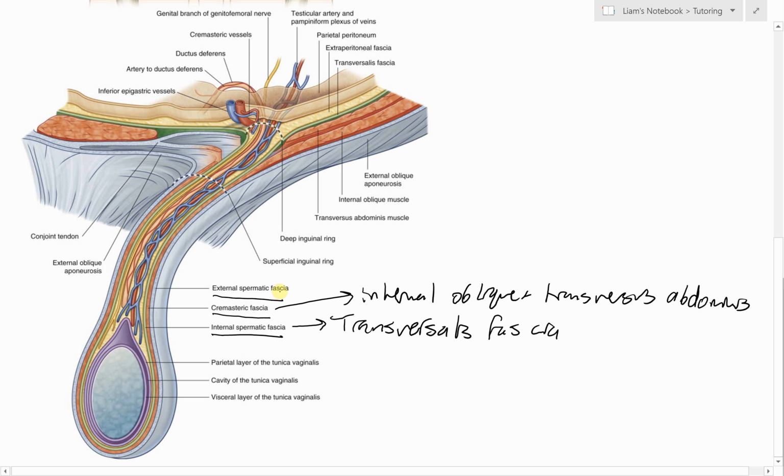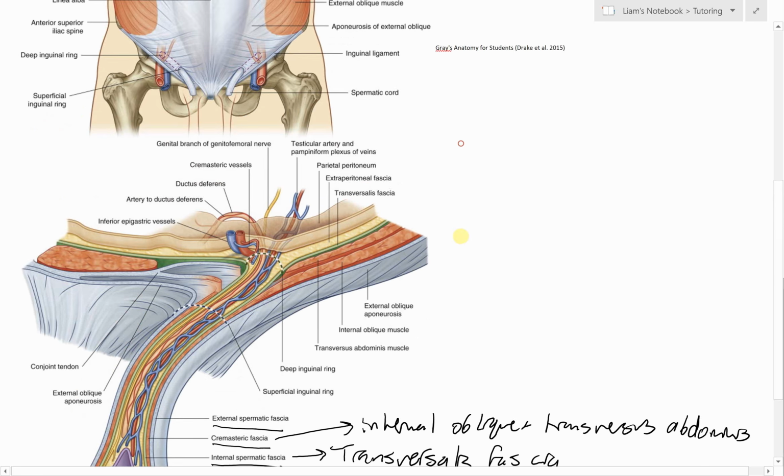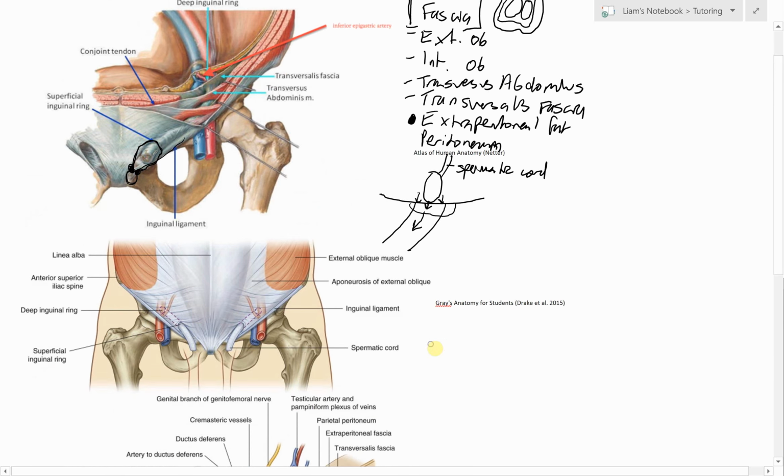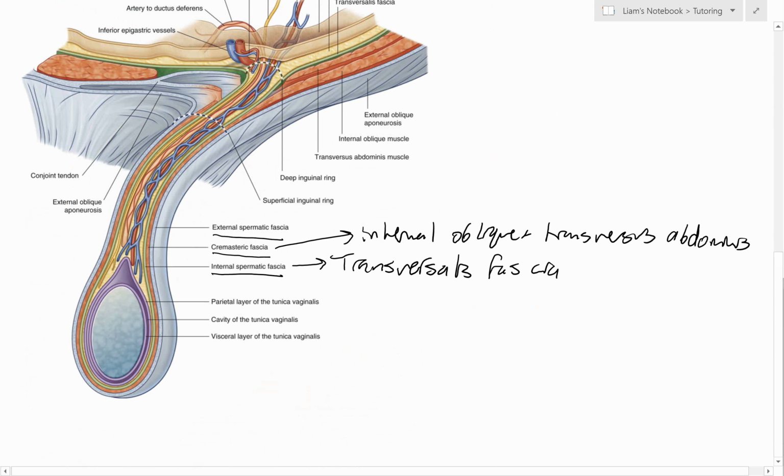The external spermatic fascia is formed again, so we have the external oblique here, and because it's got that little hole there, it's pretty much got that hole ready to go. But the body doesn't like leaving holes in places, so it's going to be covered with a thin film, a really thin part of the membrane. And as the testes punch through, that forms the external spermatic fascia. So that is formed by external oblique.